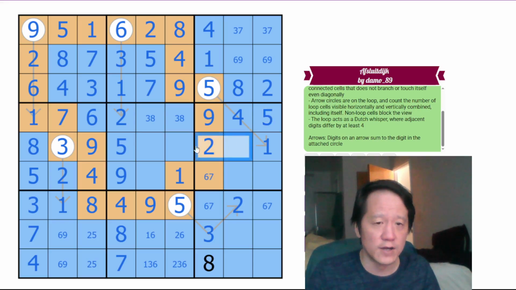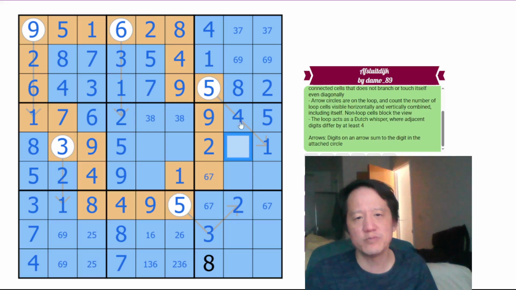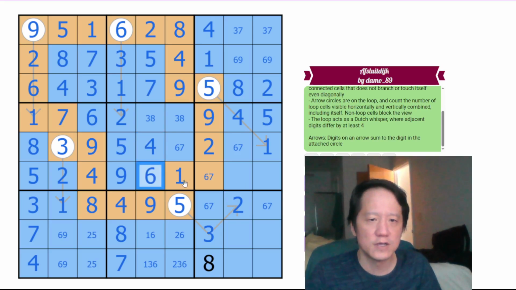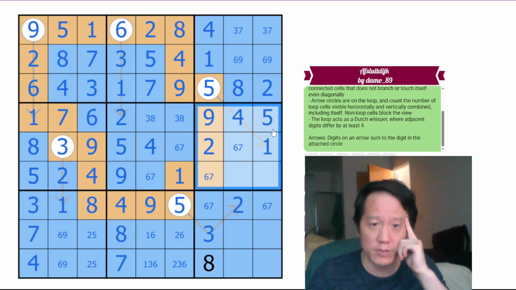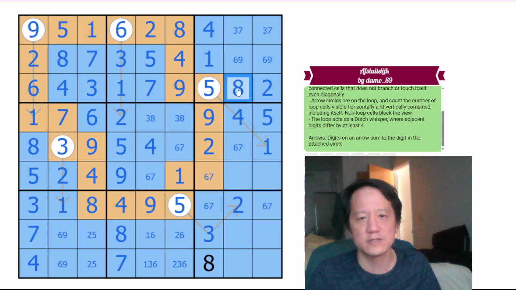In row 5, we have 4, 6, and 7. This can't be 4, so this is 6 or 7. This can't be 4, so this is 6 or 7, which makes this a 4. That leaves this as a 6 or 7 here. We have a 6, 7 pair in box 6, which means the rest are 3 and 8. So this can't be 8 because of this 8. So this is 3, this is 8.